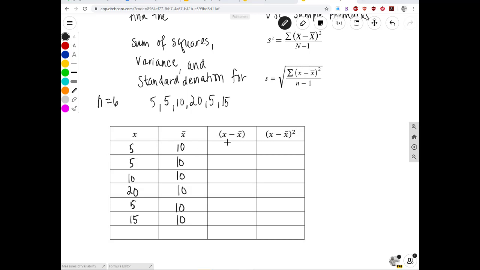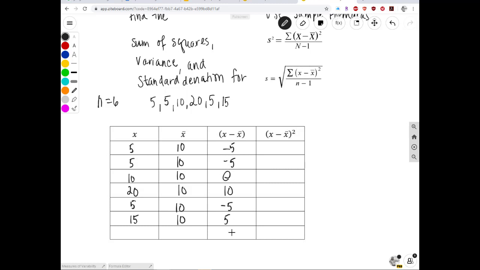Okay, so 5 minus 10 is negative 5. 10 minus 10 is 0. 20 minus 10 is positive 10. 5 minus 10 is negative 5, and 15 minus 10 is 5. Okay, so these are my deviations from the mean.